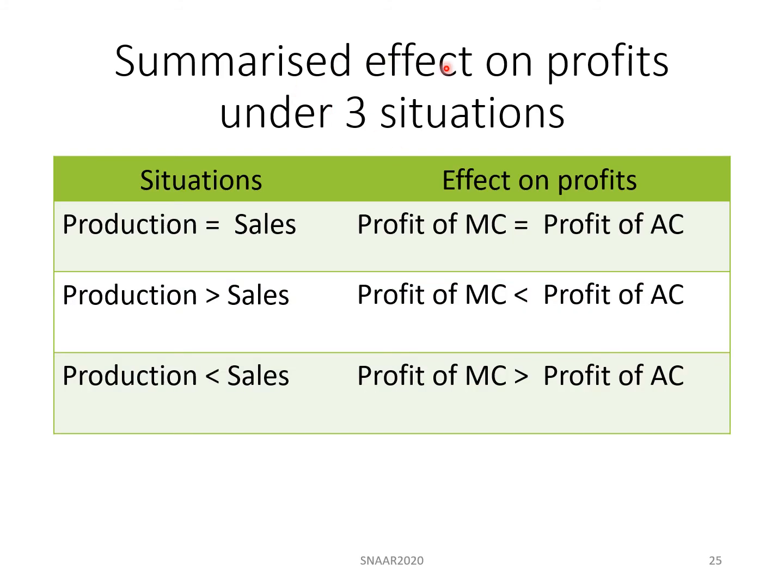Right, to summarize the effect on profit under the three situations. So, kita tengok ada three situation here. What will be the effect on profit? Kalau production sama dengan sales, the profit of MC will be equal to the profit of AC. Kalau production lebih besar daripada sales, so profit of MC akan jadi lebih kecil daripada profit of AC. If the other way around, the production adalah lebih kecil daripada sales, so profit of MC lebih besar daripada profit of AC.